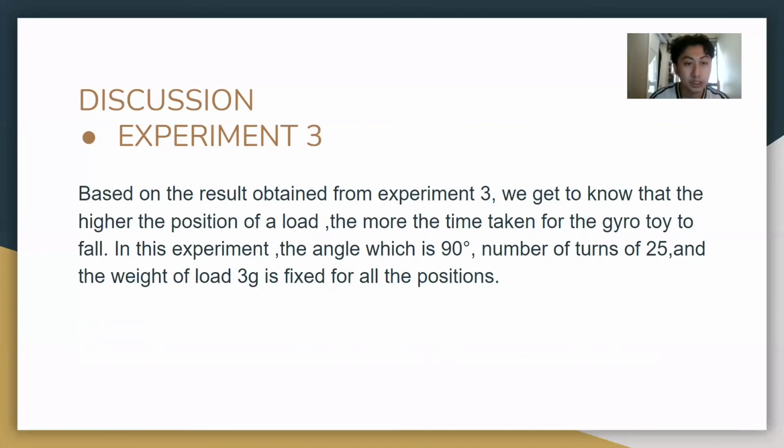Based on the results of experiment 3, we find that the higher the position of the load, the more time it takes for the gyro toy to fall. In this experiment, the angle of 90 degrees, the number of turns of 25, and the weight of 3 grams are fixed for all the positions.